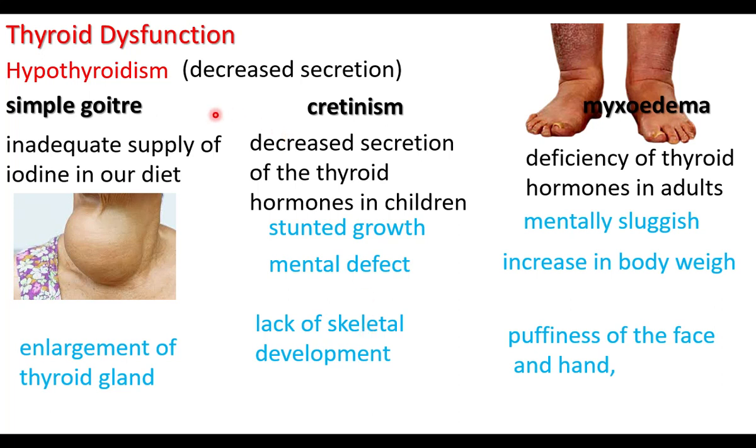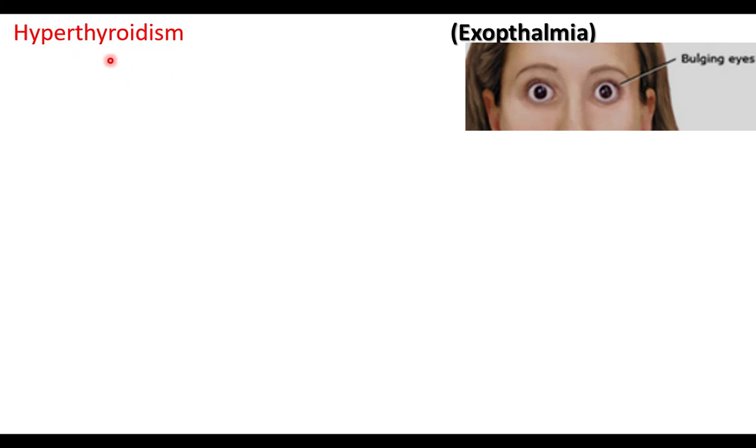When the hormone secretion is more, that is called hyperthyroidism. This disease is also called exophthalmic goiter. Exo means out, ophthalmic means eye. Eyeballs protrude outside of the socket. Bulging out of the eyeball is called exophthalmia.